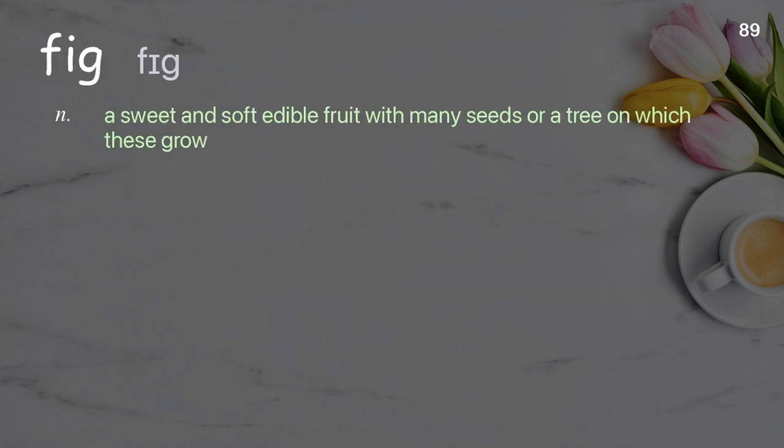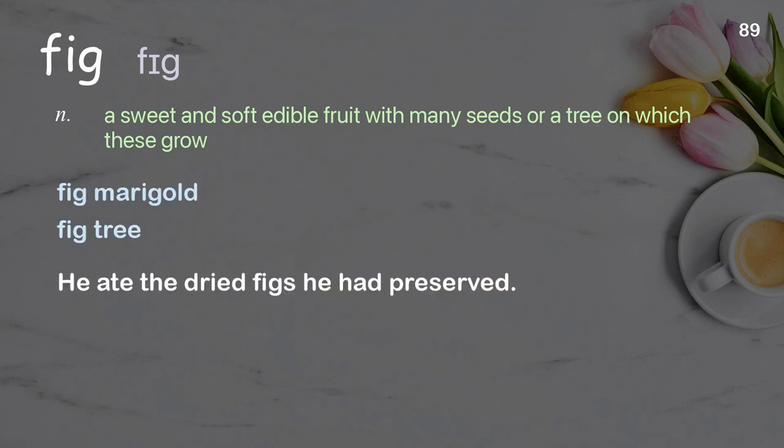Fig. A sweet and soft edible fruit with many seeds, or a tree on which these grow. Examples: fig marigold, fig tree. He ate the dried figs he had preserved.